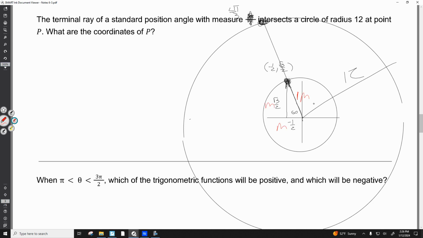I don't want 1 anymore. I want 12. Root 3 over 2 times 12 is 6 root 3. -1/2 times 12 is -6. The coordinates of this point here are -6, 6 root 3. Okay?